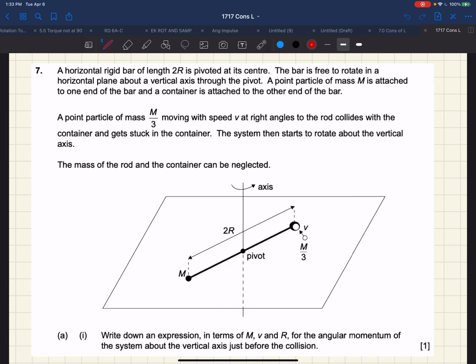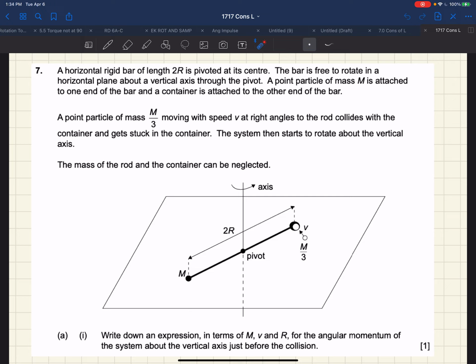Hello. In this question, we're going to be exploring conservation of angular and linear momentum in an applied setting. So we have a horizontal rigid bar of length 2r. We look here, and this is the horizontal bar. It's pivoted at its center, so there's the pivot, like so. So either it's hanging from a string or it's leaning on a fulcrum or something like that.